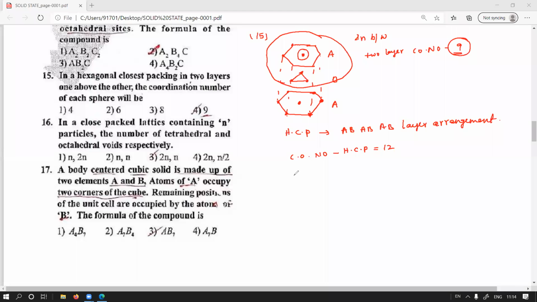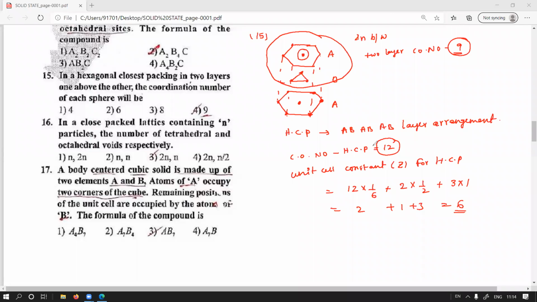And the number of atoms present in the HCP unit cell, constant Z for HCP, is equal to, so total 12 hexagonal corners are present, then 12 into 1 by 6 plus 2 face centers are present, 2 into 1 by 2 plus 3 body center atoms are present, 3 into 1, is equal to 2 plus 1 plus 3 is equal to 6. So for HCP, hexagonal close packing structure, the unit cell constant is 6 and the HCP coordination number is 12, but in between two layers, the successive layers A and B, the coordination number is 9. So the correct answer is the fourth one.